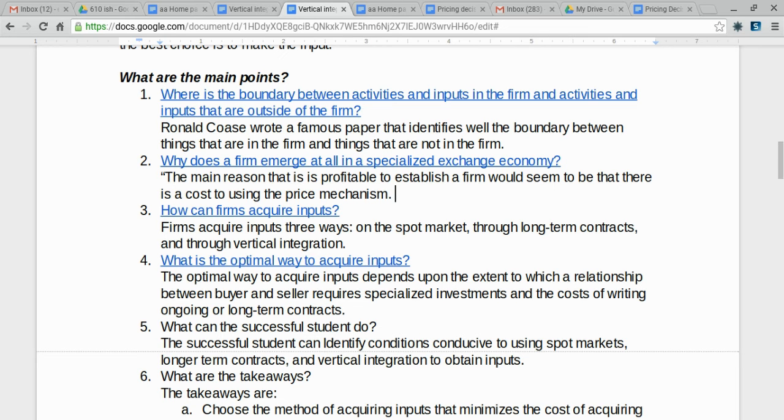The optimal way to acquire inputs depends on the extent to which a relationship between the buyer and seller requires specialized investments and the cost of writing ongoing or long-term contracts. So we're going to explore how specialized investments and contract cost affect whether firms should acquire inputs on the spot market, through long-term contract, or should build it themselves.